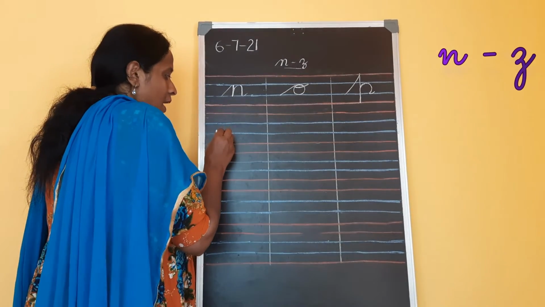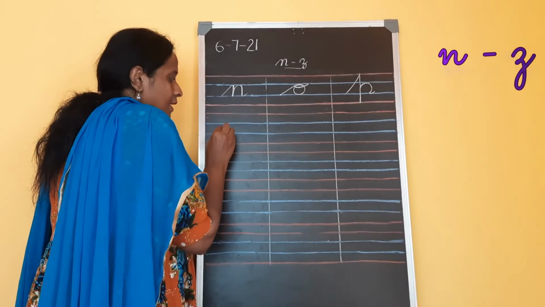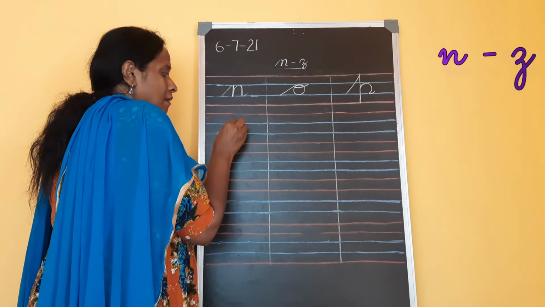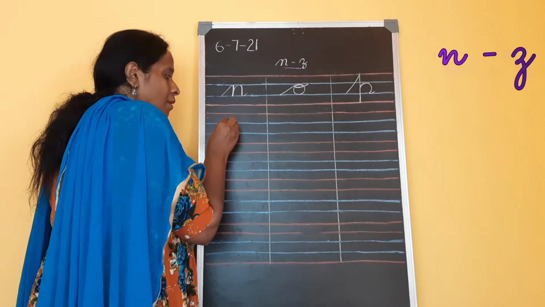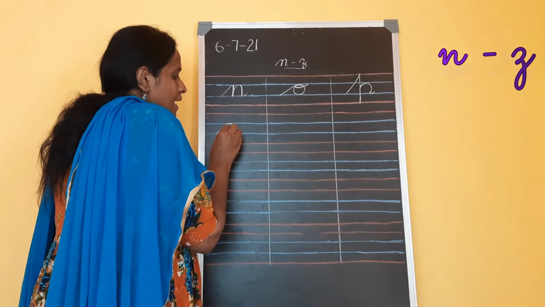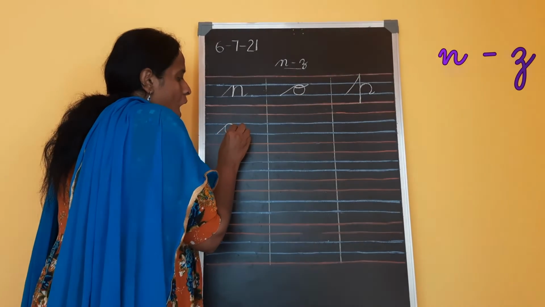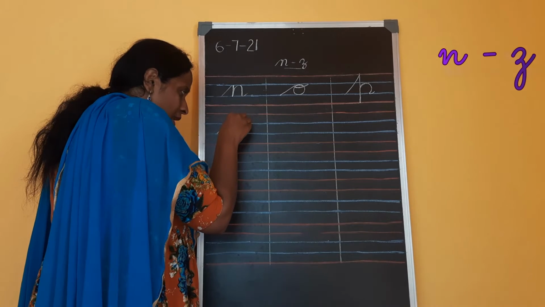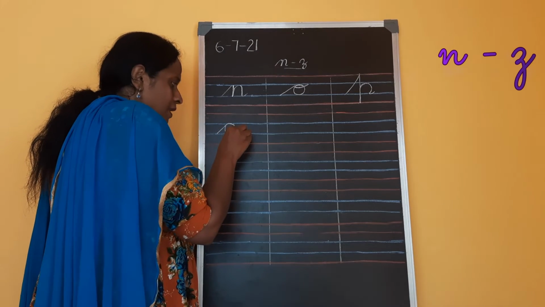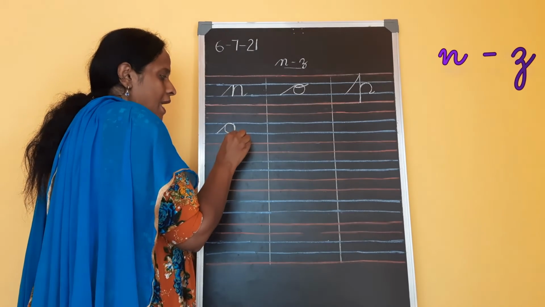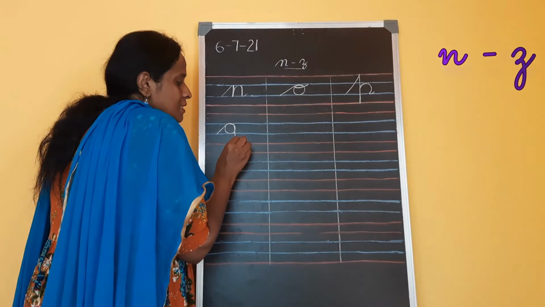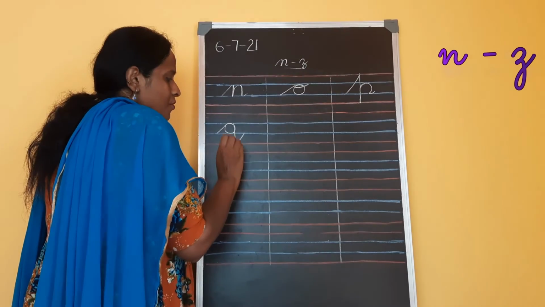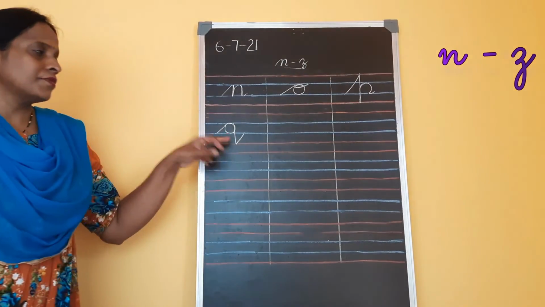Moving on to cursive letter Q. From the second blue line, go up with the slanting line. Touch the first blue line. Take a left C curve. Come down, touch the second blue line. Go up, touch the curve. Come down on the same line with the standing line. Touch the second red line. Go up with the slanting line and touch the second blue line. This is how you are going to write cursive Q.